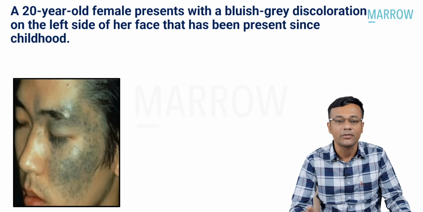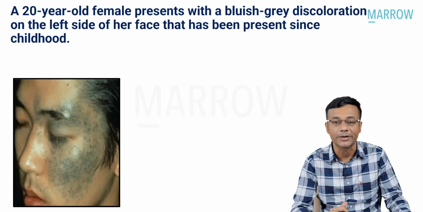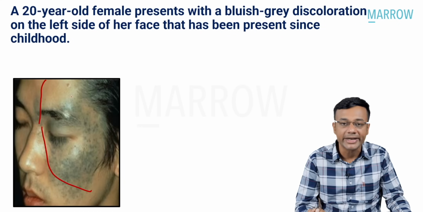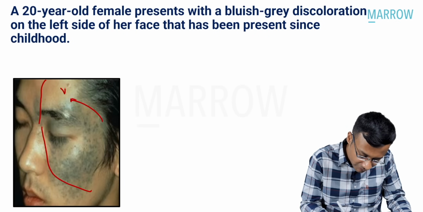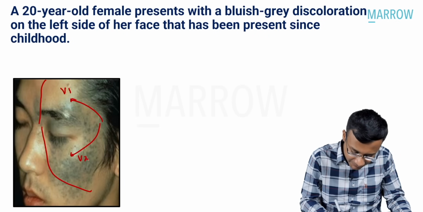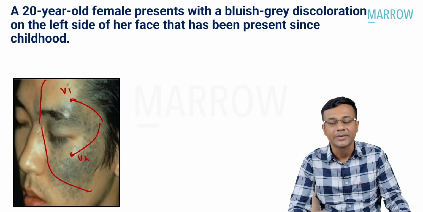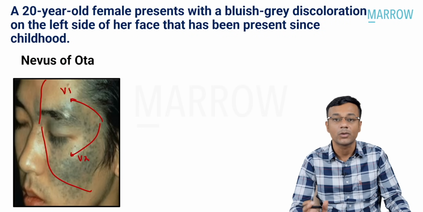Here we have a 20-year-old female who presents with this bluish grey discoloration on the left side of the face since childhood. On examination, you can see it is unilateral. It is blue to grey in color. It is in the distribution of the first and the second division of the trigeminal nerve. The first division is ophthalmic, the second division is maxillary. This nevus is referred to as nevus of Ota.